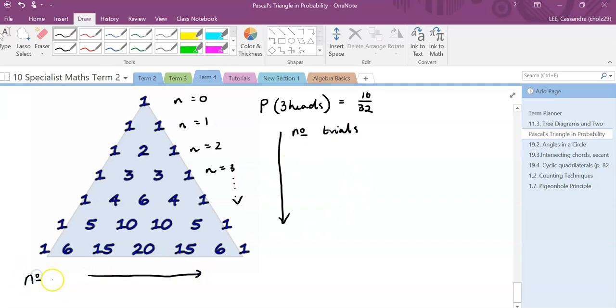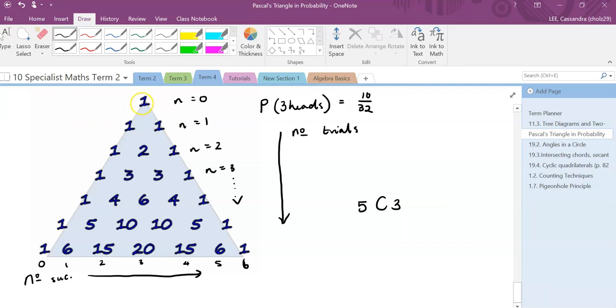So we're going to call this our number of successes. So here we would have 0 successes, 1 success, 2 successes, 3 successes, and so on and so forth. In particular, we had 5 trials, and we are looking for 3 successes or 3 heads.